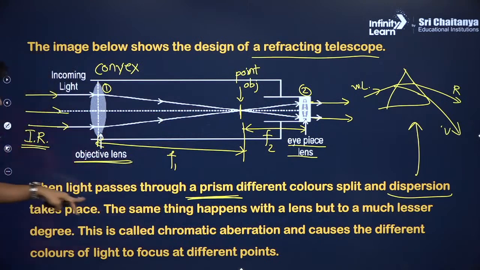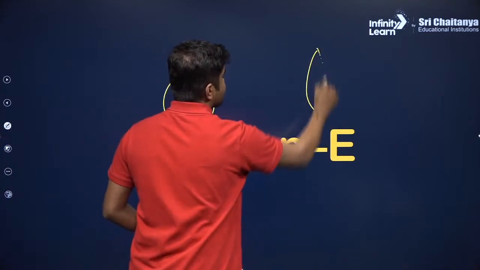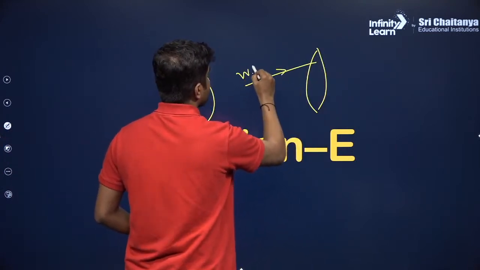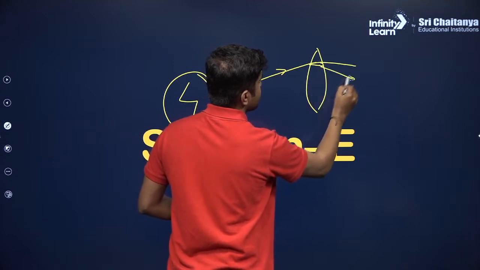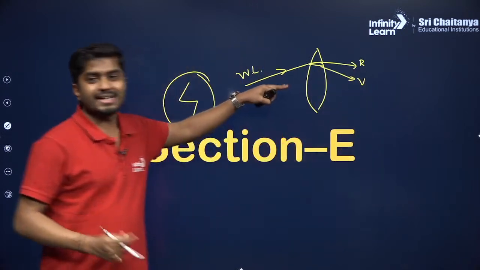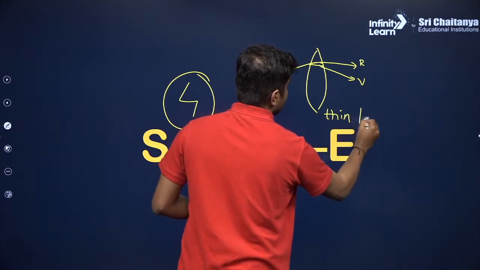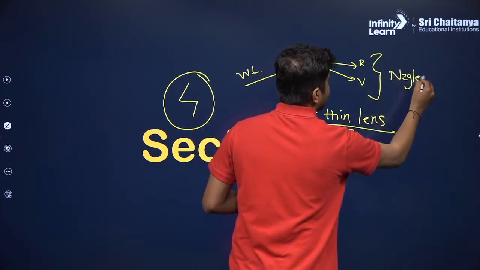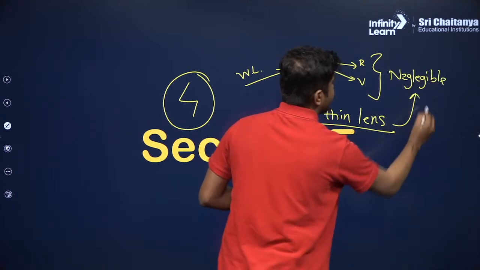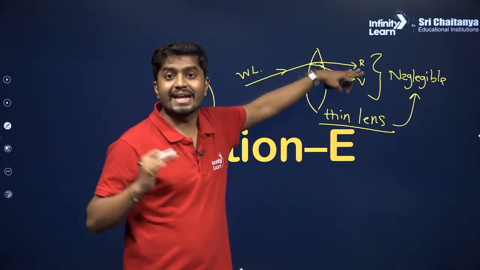White light split into 7 different colors. Okay, so now the same thing happens with a lens. So these lens, the same thing can happen. For example, if I draw it here, so if there is a lens, if there is a white light, so this white light may split into 7 different colors, something like this. So there is a red to violet. Just that the lens are very thin, they are thin lens. So if they are thin lens, this dispersion is negligible. We have learned only the thin lens for grade 10. So the dispersion is negligible, okay.